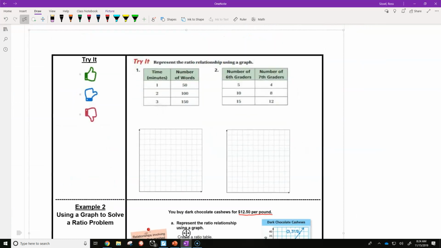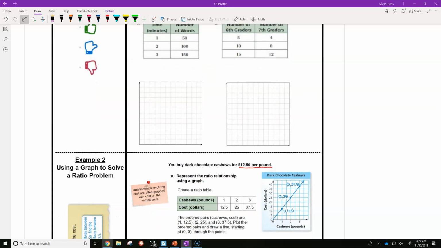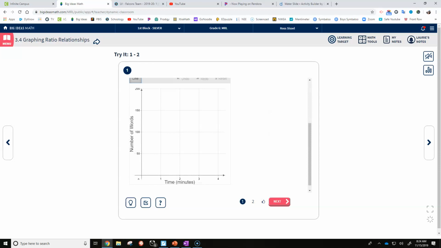Here's the 2 tables. Instead of making you do it on your notes, we're going to do it on the computer. Here's the table. On Big Ideas, I'd have to scroll back and forth. That's why it's a pain. I'd have to scroll back and down. So all you do is click where your coordinate point will go. After you've done 2, it automatically makes the line for you. I'm asking you to make your 3rd dot to make sure that it goes on the line because it will.